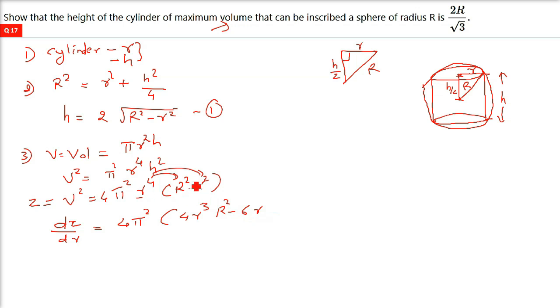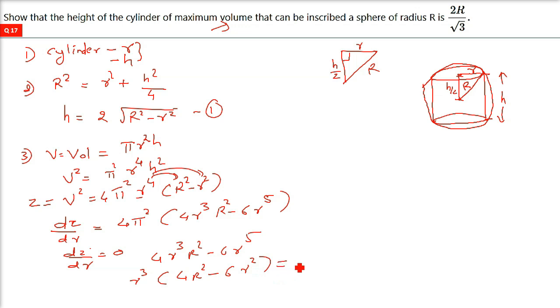Now this is the differentiated value which I am talking about, and I'm going to equate it to 0. So when you differentiate, you put it to 0. Now you will get the critical point, which is actually the small r being asked in the question. Capital R is already given. So when you equate it and take r cube outside, inside you have 4 R square minus 6 r square equals 0.